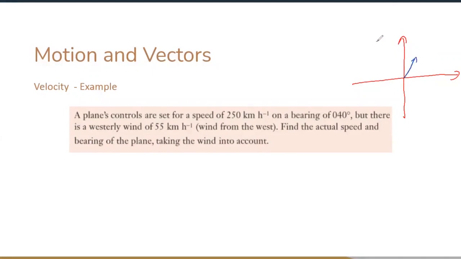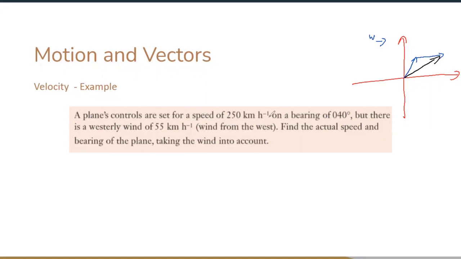But then we have a westerly wind, so it's a wind coming from the west, which means we're going to have another vector forcing our plane to move this way. So our resultant vector is going to be here, which, as you can see, the magnitude is slightly larger than the normal vector. Considering that the magnitude of these vectors represents the speed, we do expect the speed of our plane to increase because of this westerly wind, despite the controls only being set to 250 kilometers per hour.